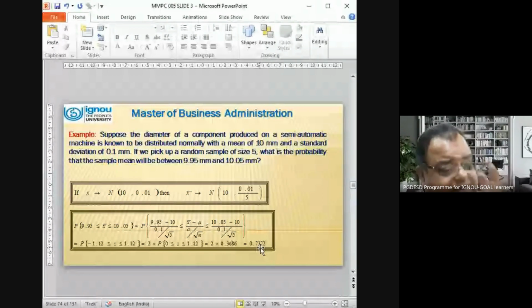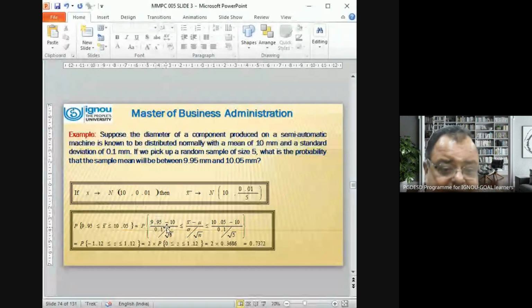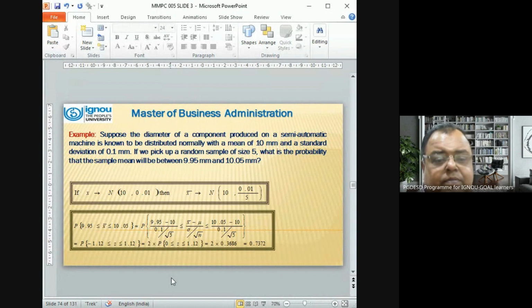That means a simple statement. This sentence was not there yesterday: if you pick up a random sample of size 5. But today, since we are doing sampling, we have to take the word sample into consideration. The concept remains the same. Yesterday we did this, and today we have added this. Okay? But here it's not required to draw the normal graph.